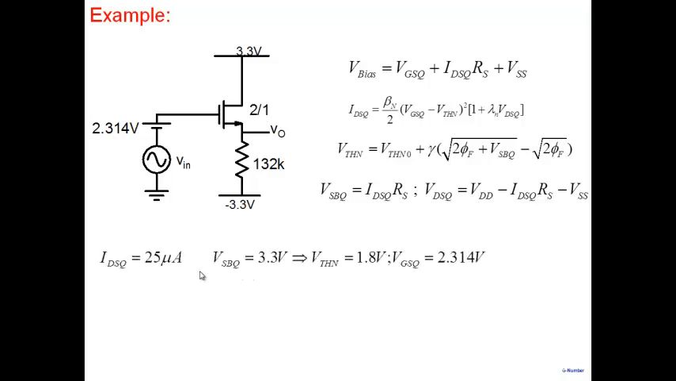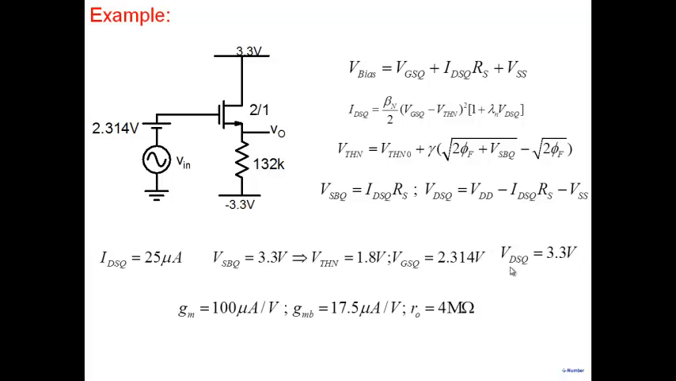All right. So based on that, as you can see here, we end up calculating the bias point. For this value, the bias point is 25 microamperes. Source to body voltage is 3.3. Note the threshold voltage is 1.8. The zero bias threshold voltage is 1. The actual threshold voltage is 1.8. So it's quite different, and therefore you cannot ignore it. And the rest of the things one can then determine here.